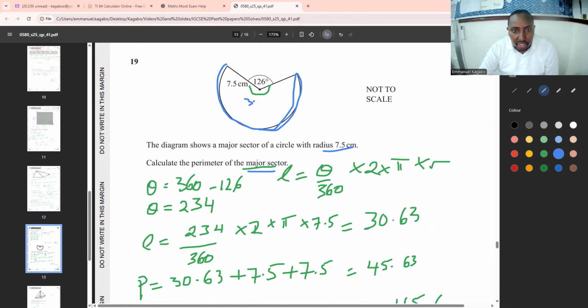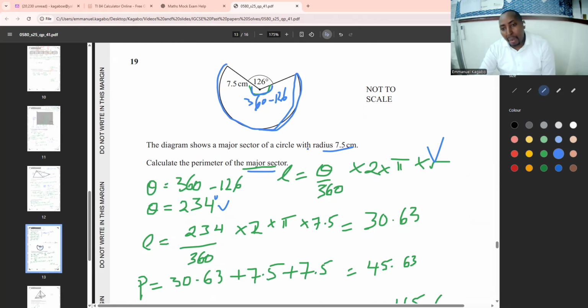So I have to get 360 minus 128. Many students in the exam make a mistake and use 128. No, guys. You have to use this one because they're talking about the major sector. So when you subtract, you get that. So the arc length formula is theta over 360 times 2 pi r.